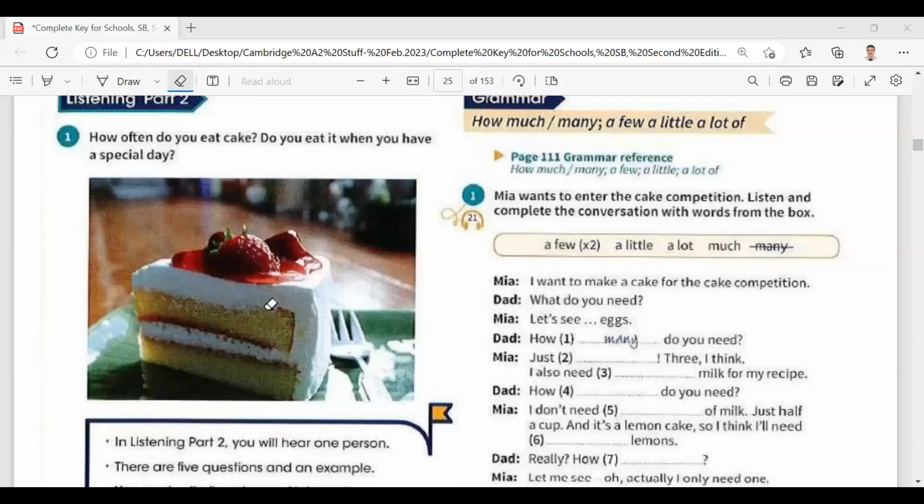Listening part 2. Can you see my screen? Right. So before we start listening, let me ask you, how often do you eat cake? Do you eat it when you have a special day? Okay. How often do you eat cake? Every week, every day, twice a day, for example, for every breakfast. What about you?